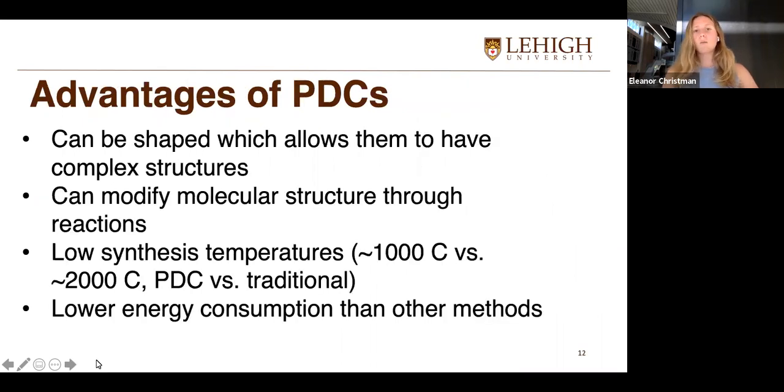Some advantages of polymer-derived ceramics are that they can be shaped, which allows them to have complex structures. In my case, I've been spinning fibers, but you can also mold them and do many other things with the shape. You can also modify the molecular structure through reactions. They have low synthesis temperatures, around 1,000 degrees Celsius versus 2,000 degrees Celsius for a traditionally made ceramic. That also leads to lower energy consumption, which is definitely a positive.